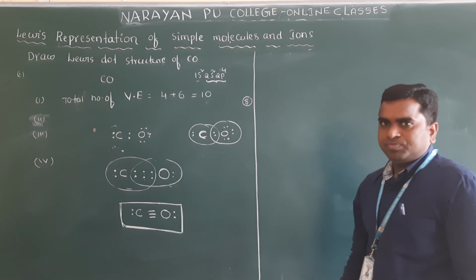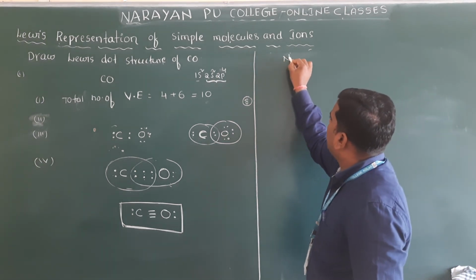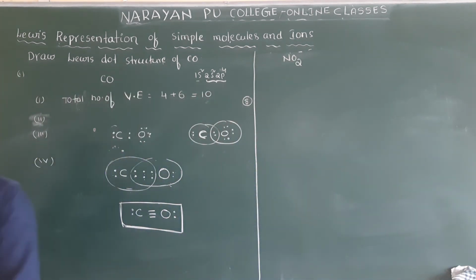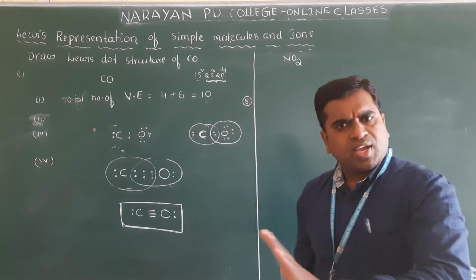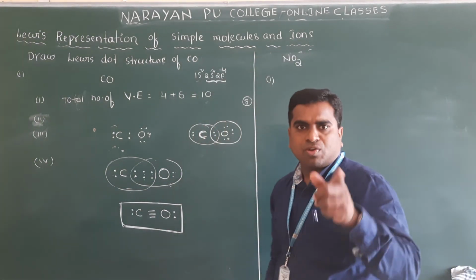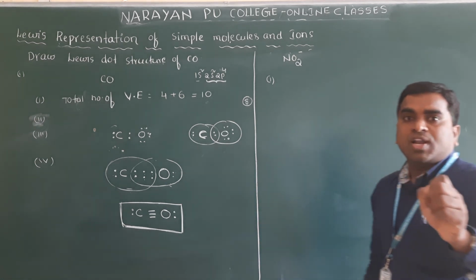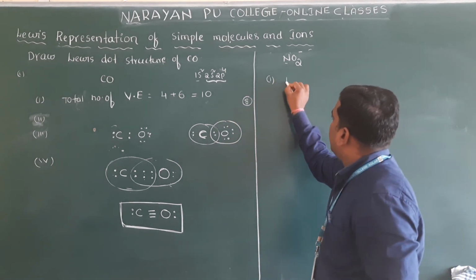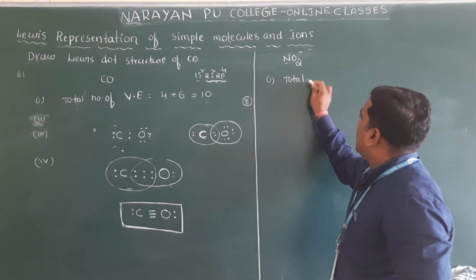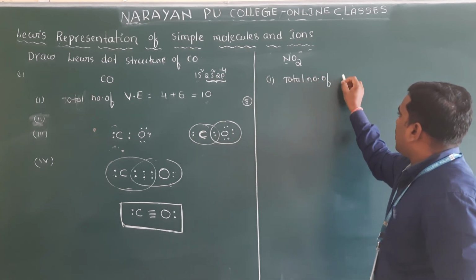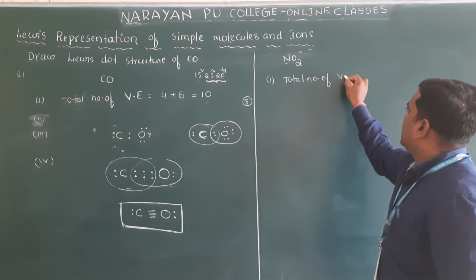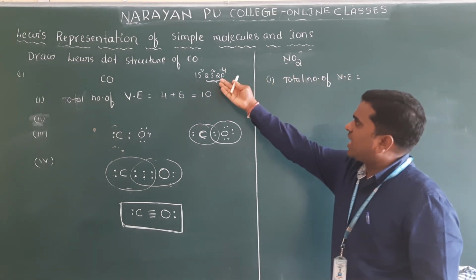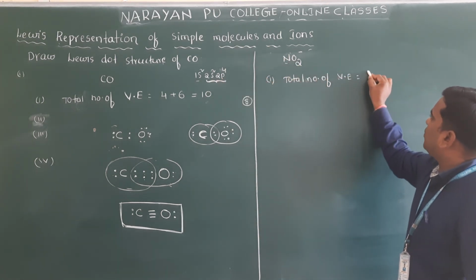So another one I will write. Draw the Lewis dot structure for NO2 minus. Write the Lewis dot structure for NO2 minus. Clear? So again, the same rules we have to follow. What do we have to do first of all? First of all, you have to calculate the total number of valence electrons. Nitrogen belongs to which group? 5th group. So first calculate the total number of valence electrons. You will get 5.